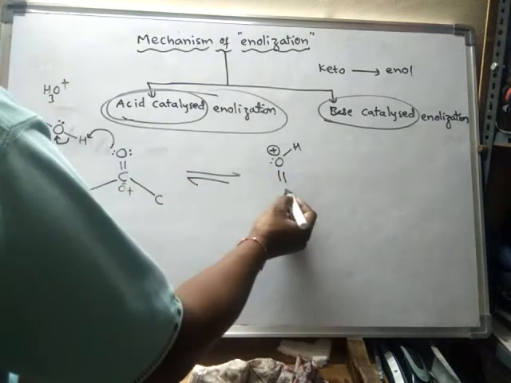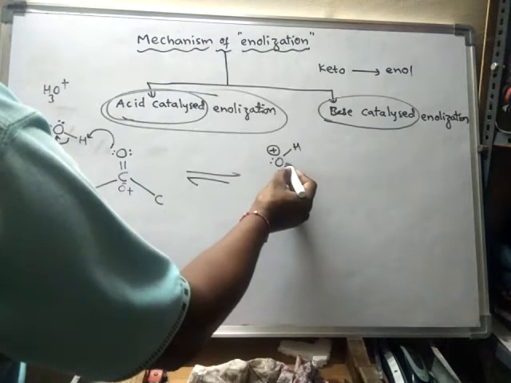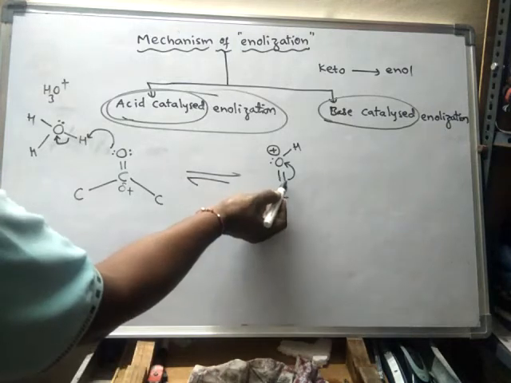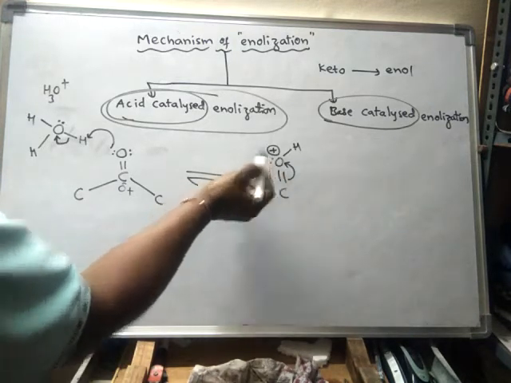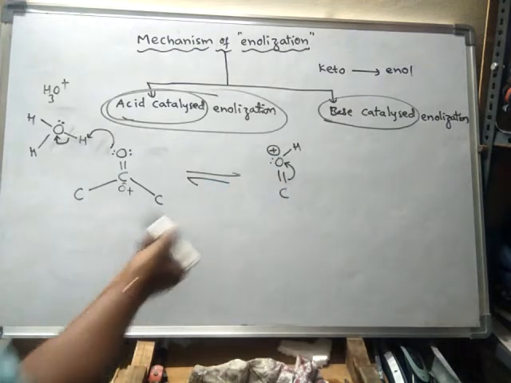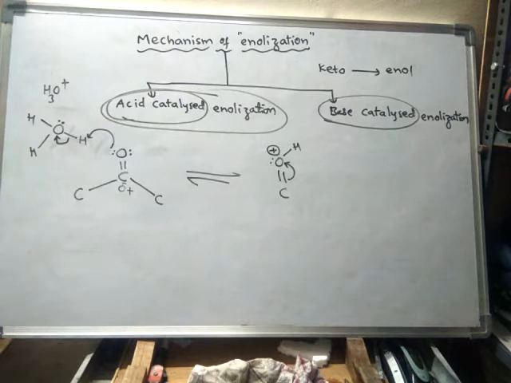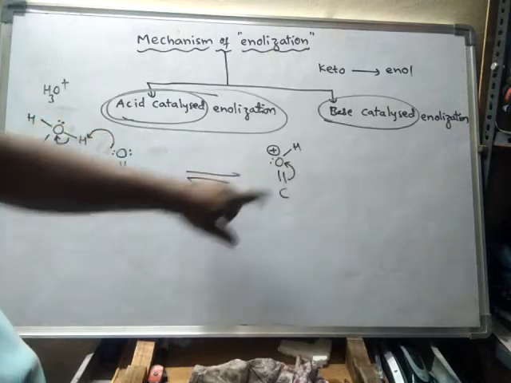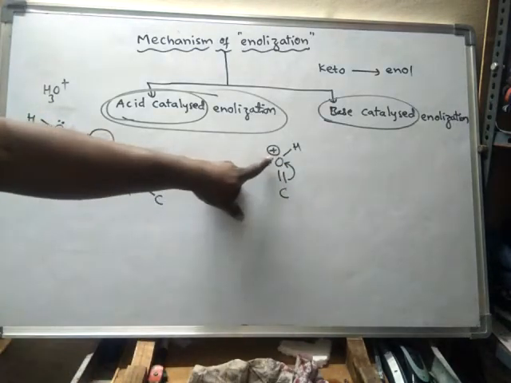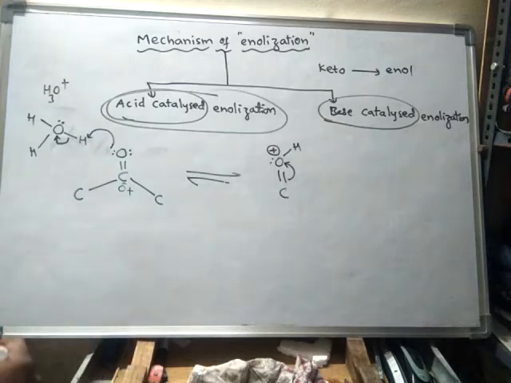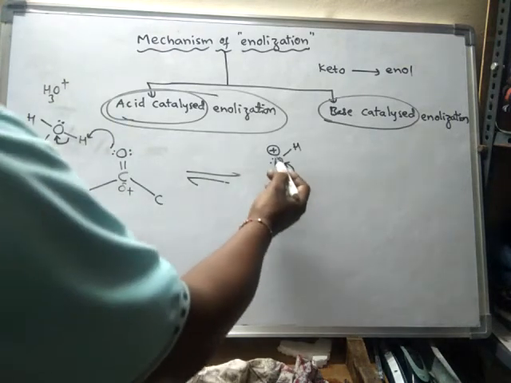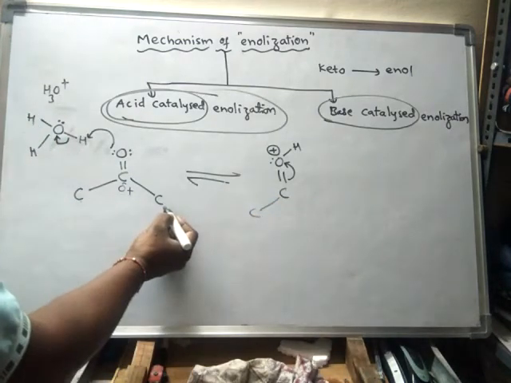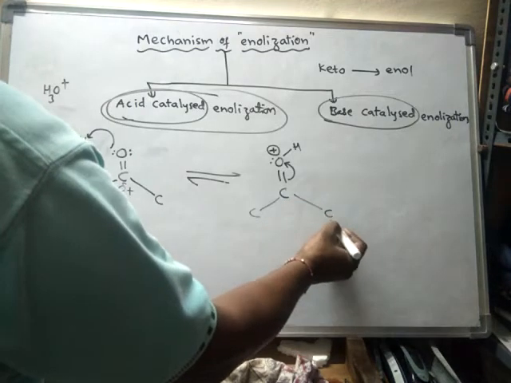Actually, this is a double bond between carbon and oxygen, so this bond, a pair of electrons, will move here. Because this oxygen has a positive charge on it, in order to recover from the positive charge, this oxygen will take electrons from this pi bond, so that finally the positive charge will be reduced. Now this is one carbon, and this is another carbon, and it has hydrogens.